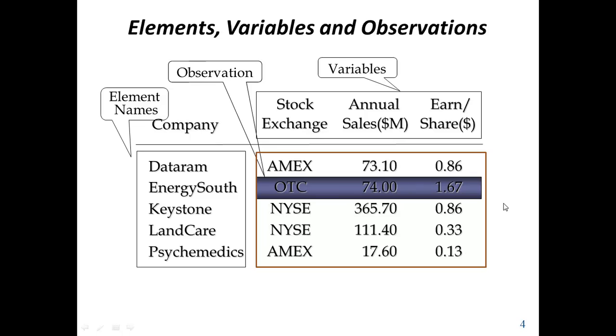And then you have 15 data values. Why 15? You have 3 variables and you have 5 elements. So 3 times 5, 15 data values. 73.1 is one data value, 74 and so on.